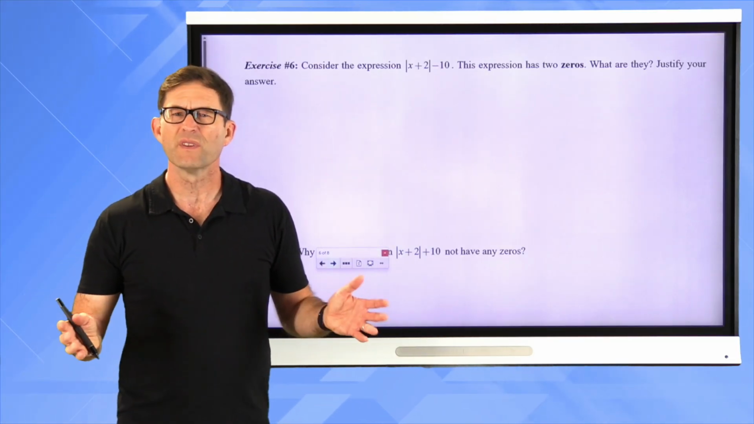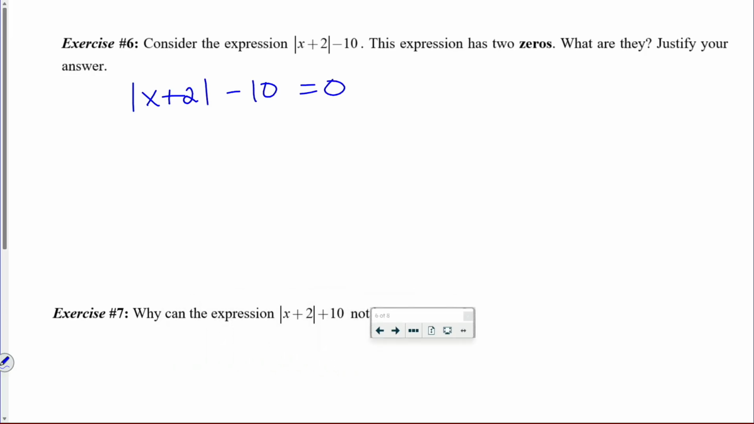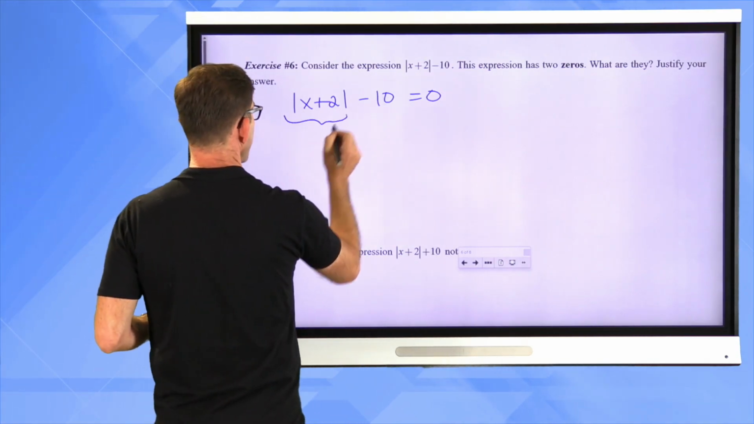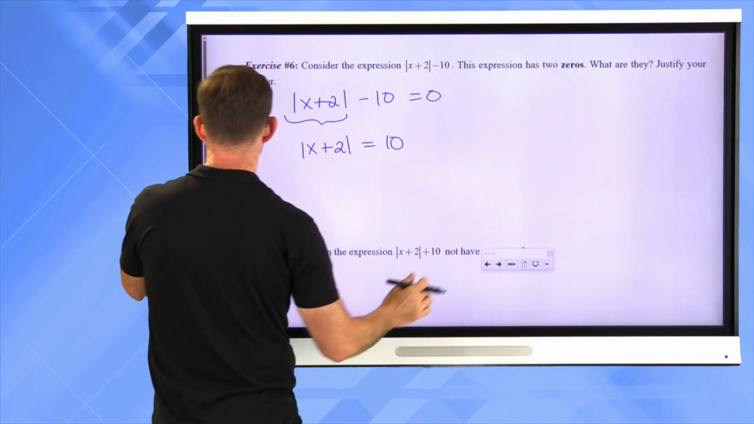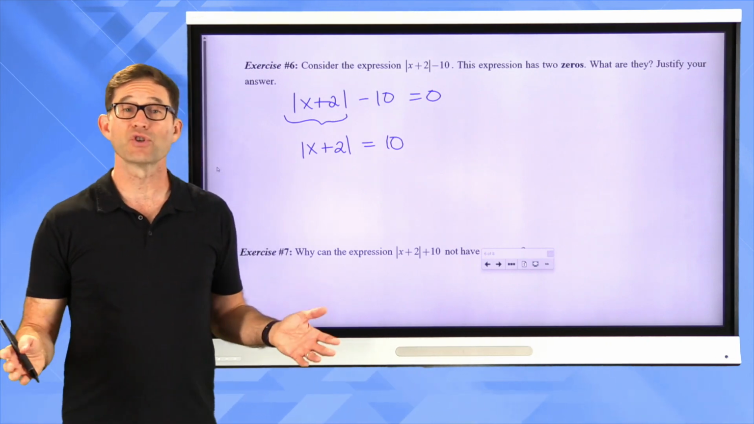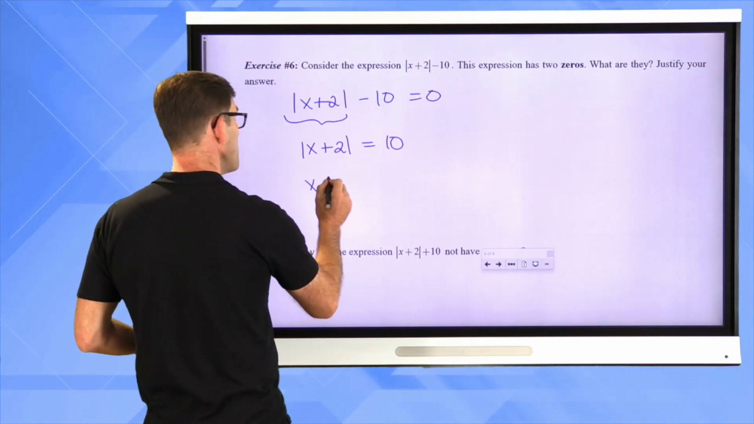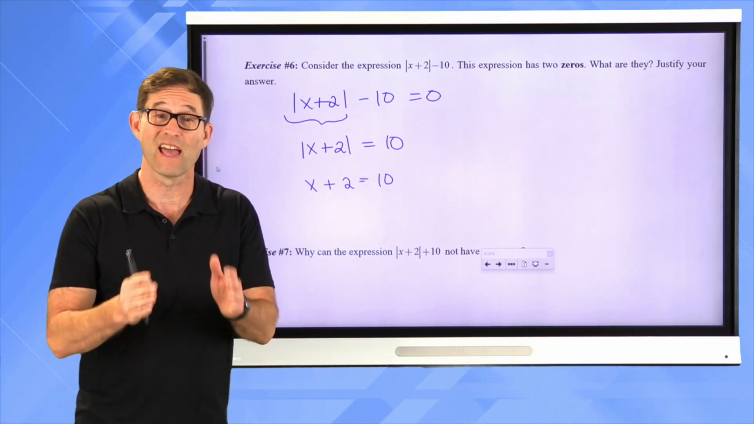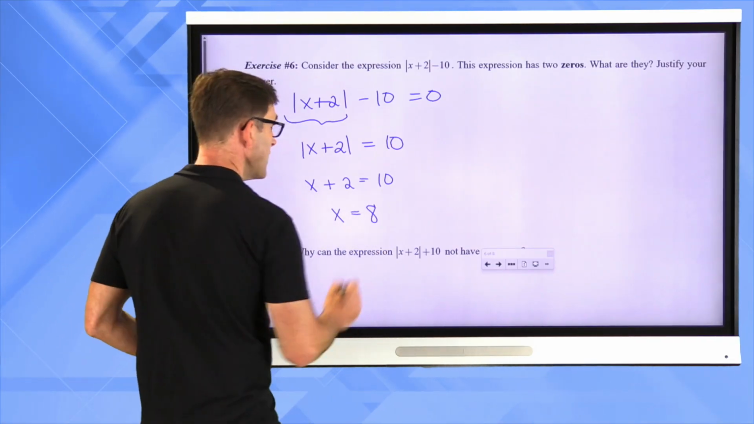All right, so let's think about this. I want this expression to be equal to 0. The only way this expression is going to be equal to 0 is if this expression is equal to 10. That's the only way it's going to happen. How can this expression equal 10? Well, x plus 2 equal to 10 would get the job done, obviously, because the absolute value of 10 is 10. In which case, x equals 8 is definitely a 0.